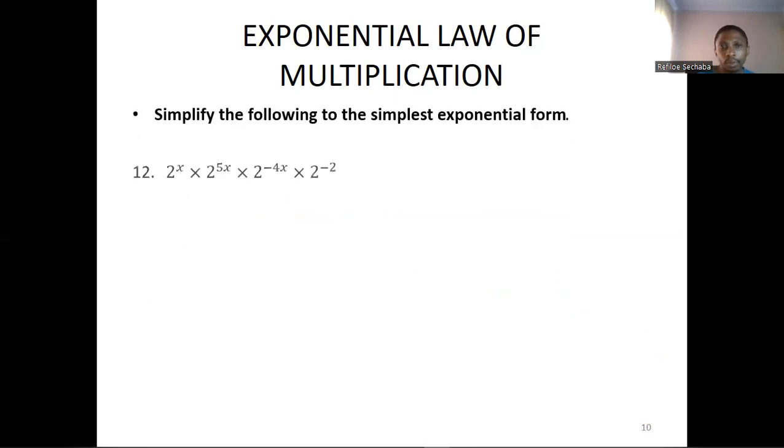All right. Let's do this. My answer here is, obviously the base will be 2, but remember what I said in the previous video, you only add like terms. We've got x plus 5x minus 4x. Those are like terms. And those blue ones will simply give me 6x minus 4x, that will be 2x.